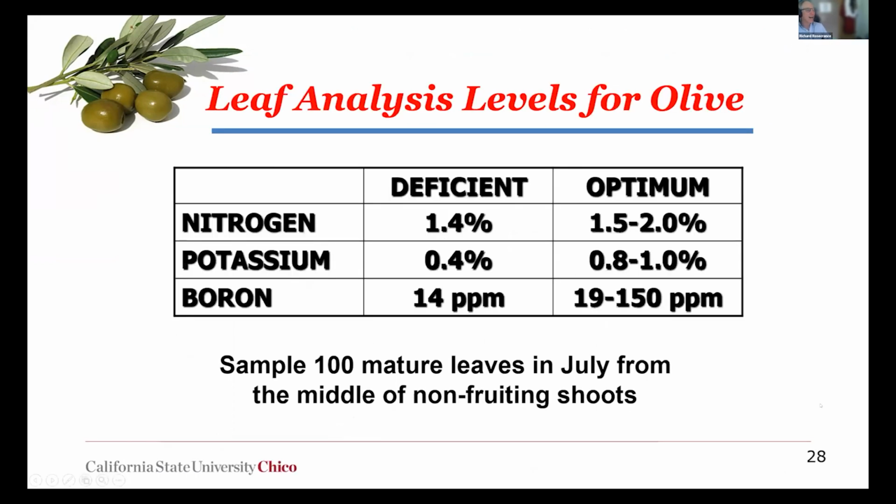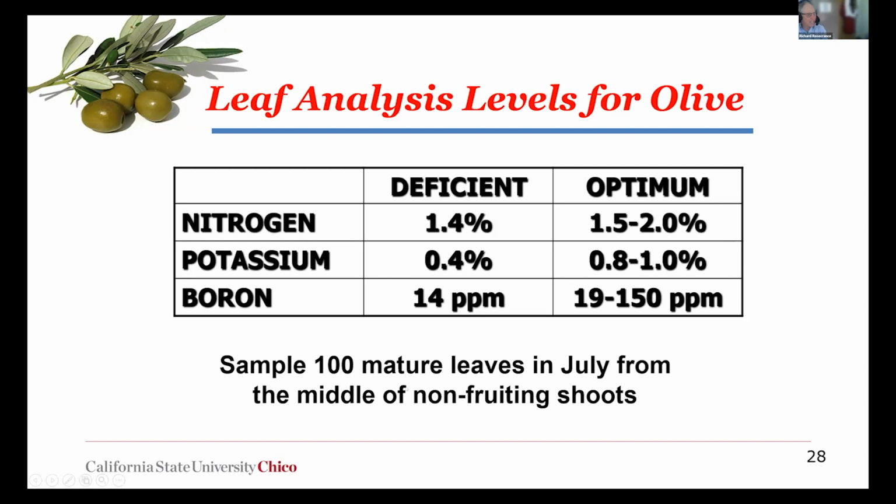If we look at the levels of leaf analysis for olive leaves, typically nitrogen is deficient at 1.4%, optimal is 1.5 to 2%. Potassium deficient is 0.4%, optimal is 0.8 to 1%. And boron is 14 parts per million deficient and 19 to 150 for optimal. Now, we have been moving the potassium number, particularly in oil olives, up a little bit. I've seen numbers around 0.7, 0.5% deficient. So we'll stay tuned. We are looking at the potassium deficiency levels in the future.